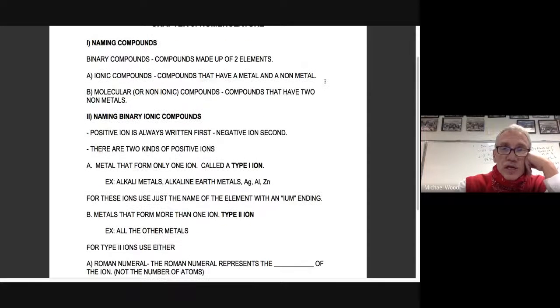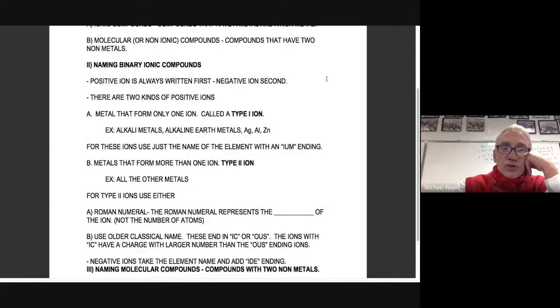So here are the rules, and you've got to have rules in doing this. First rule is the positive ion is always written first, and the negative ion second. So you always do it that way.